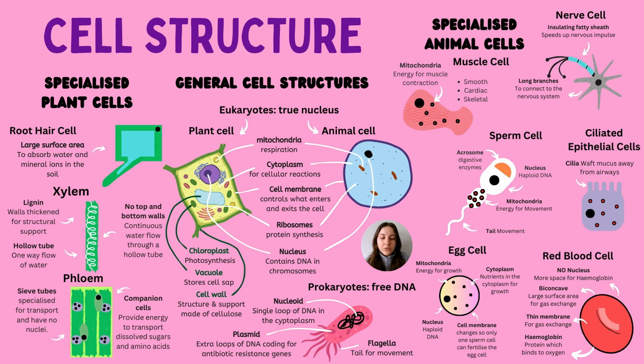Let's talk about the animal cells first. So we have the nerve cell, or the neurons, which have an insulating fatty sheath that speeds up the nervous impulses. They also have long branches to connect to other nervous system structures as well. We have the muscle cells, which contain lots of mitochondria for muscle contraction. Remember, there are three types of muscles. We've got smooth, cardiac, and skeletal.